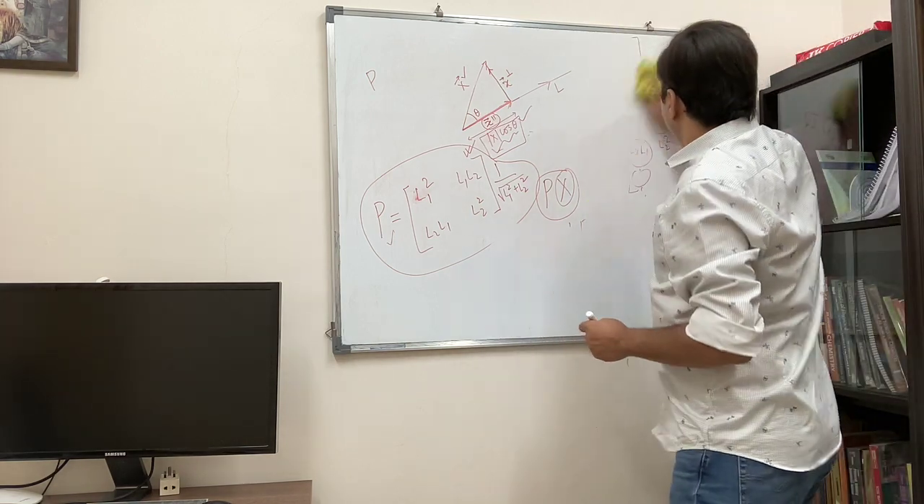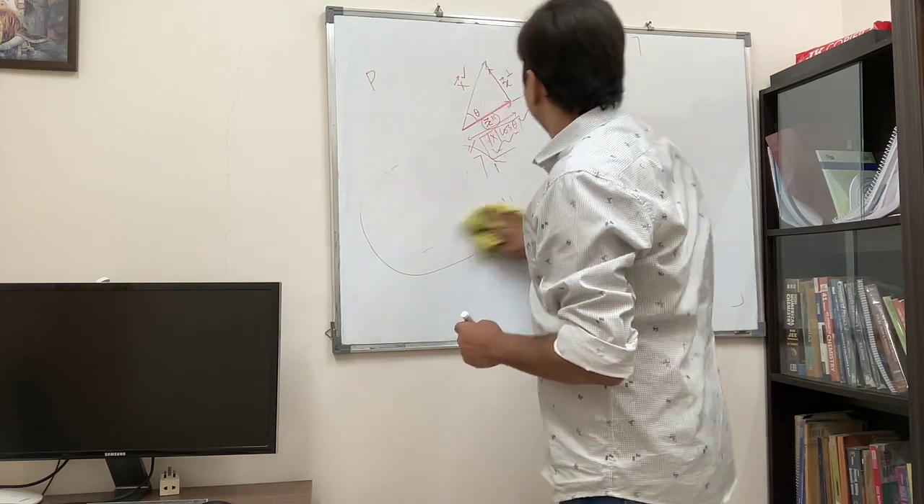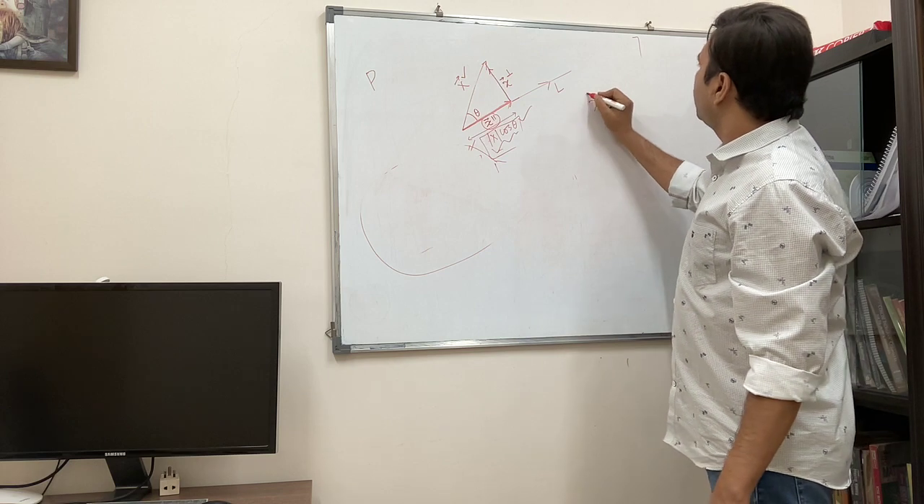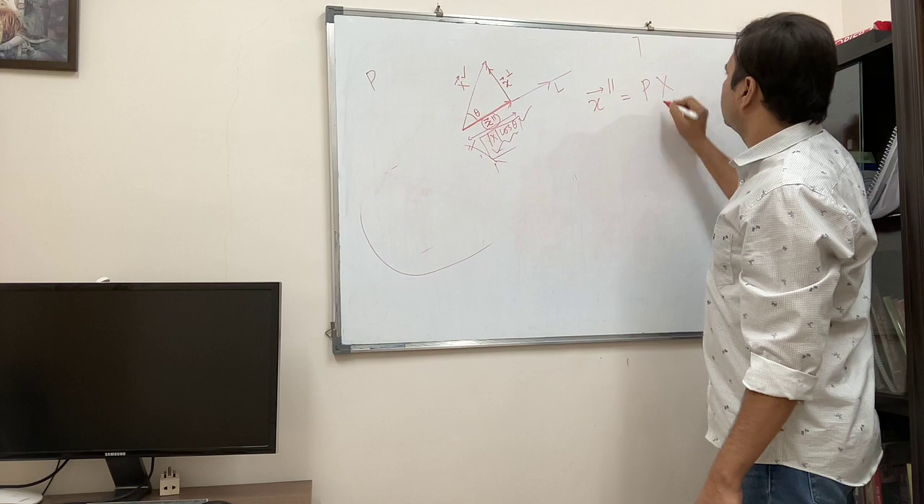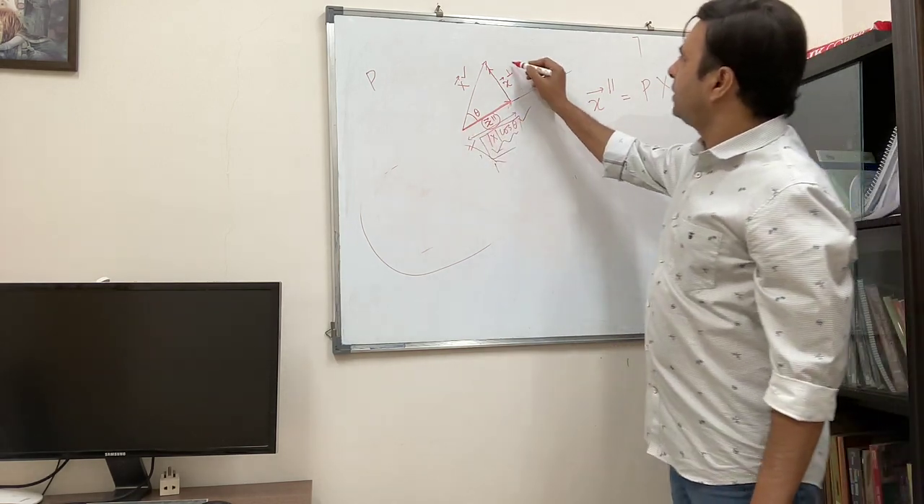Okay. Now, if I ask you what is the value of this guy? Now I know what my parallel vector is. To get my parallel vector, I will do P times x, right? So this will give me this projection vector. What is this one?